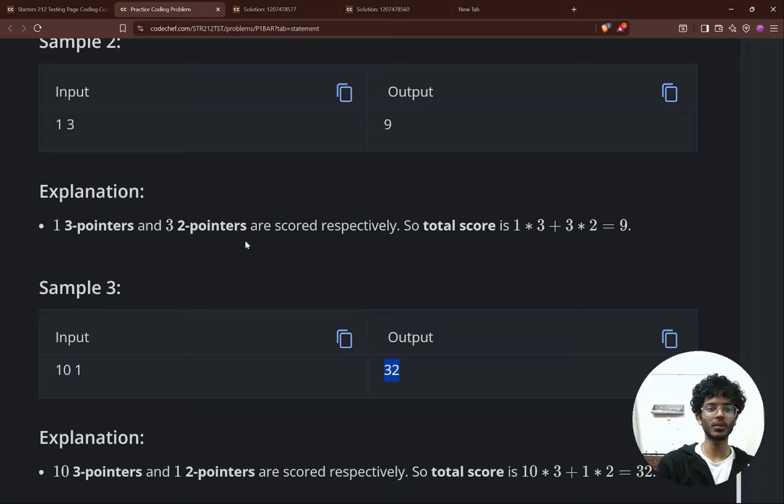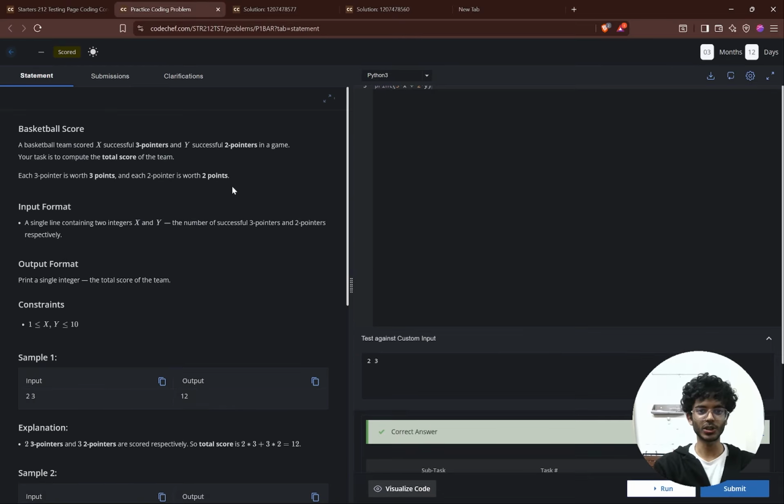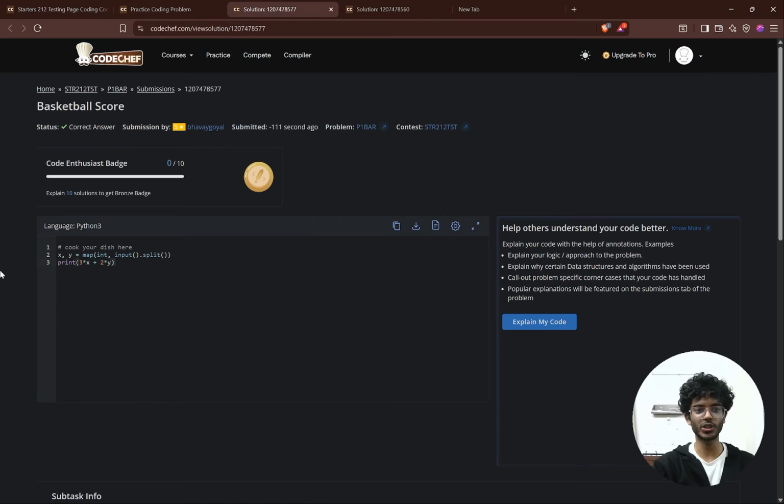Now for the solution, all we need to do is take in the input of X and Y and print 3 times X plus 2 times Y, right? And yeah, that's pretty much the whole solution. Now let's see the solution in C++ and Python. So first, let's see the solution in Python.